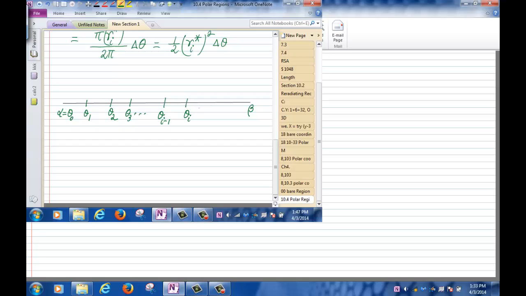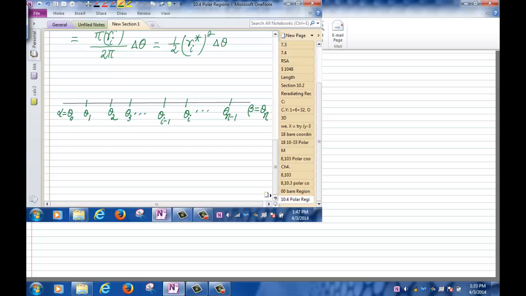Okay, theta i, and then this is theta n minus 1, and beta would be theta n. So how many subintervals do I have here? Anyone know? How many? n of them. There are n subintervals. This is my ith subinterval, between theta i minus 1 and theta i.